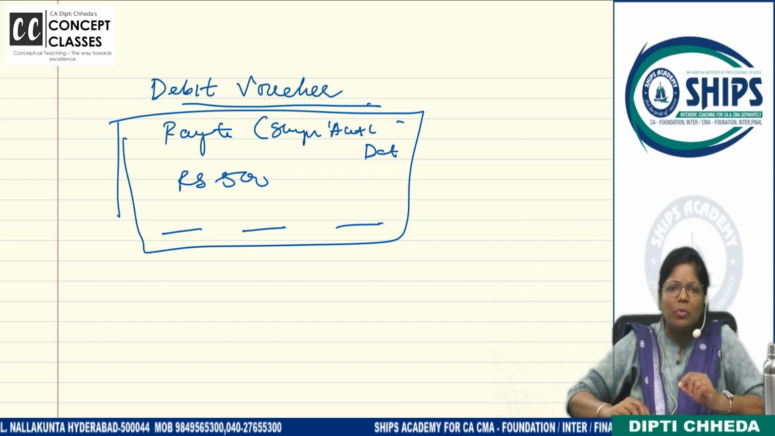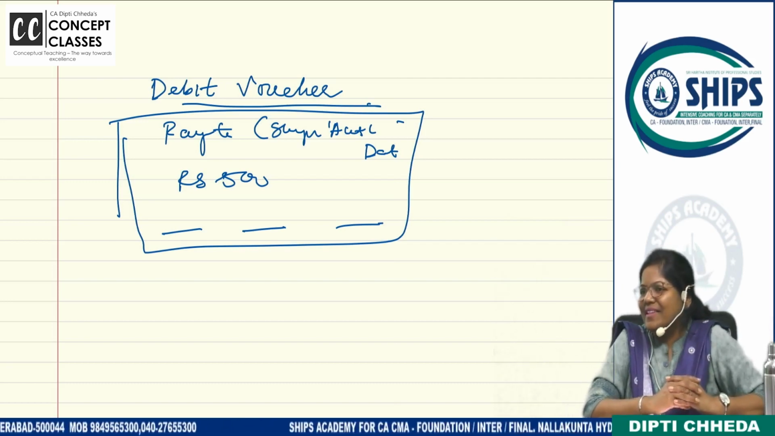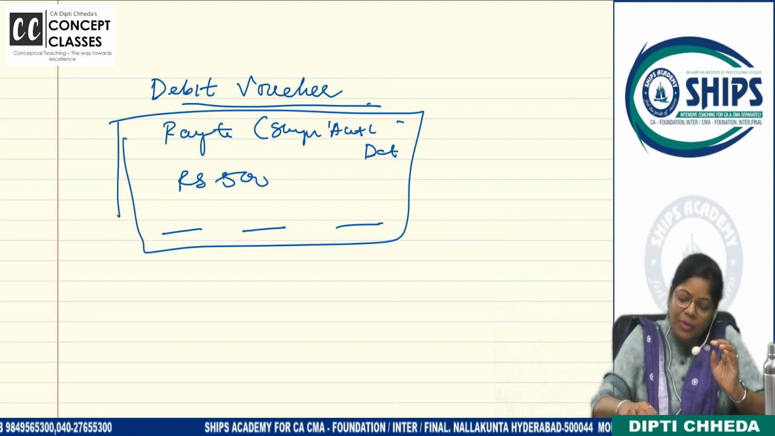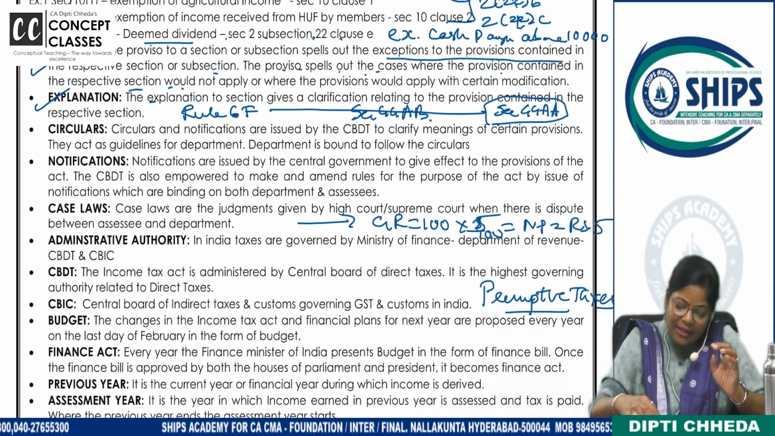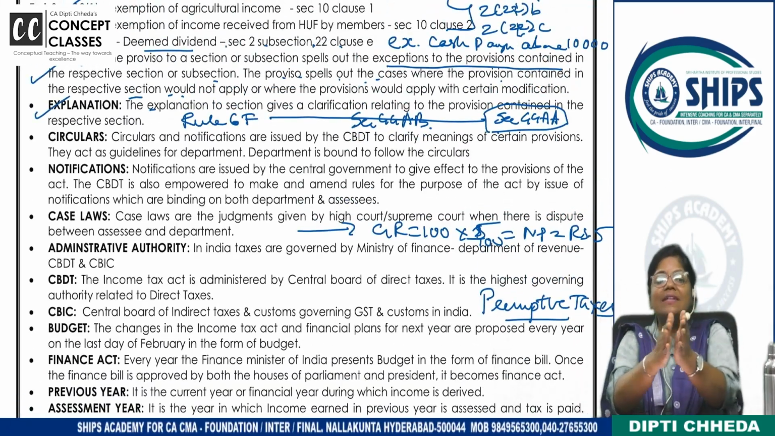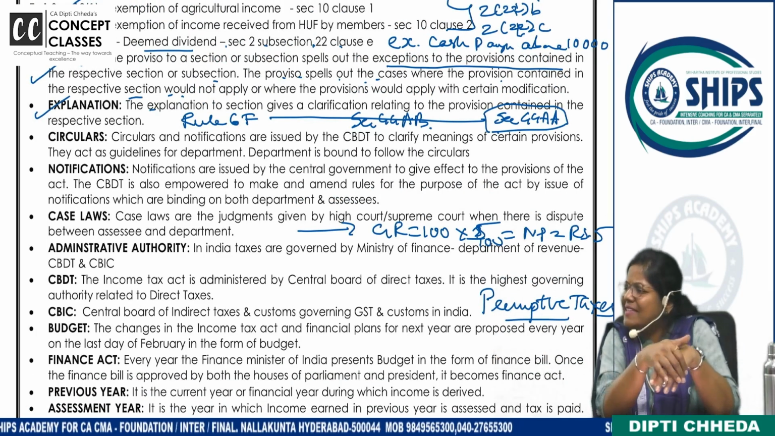Just like a receipt book, you have debit vouchers. Followed? So coming back to our class now, what did I say? What is the explanation? Explanation is the addition to the section. These are all basic terms.